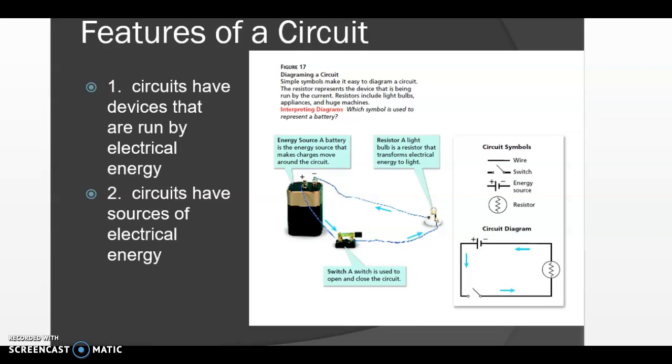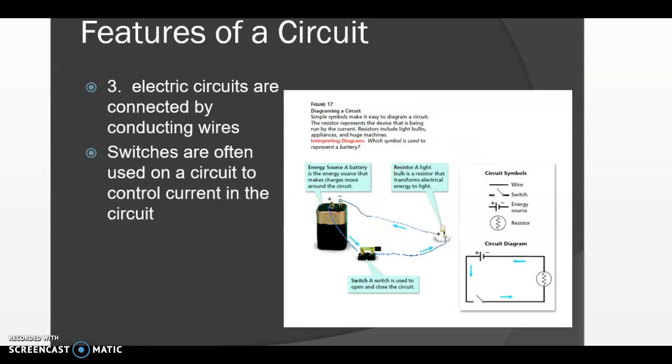So first of all, circuits have devices that are run by electrical energy. In this case, the diagram here is a light bulb. Circuits have sources of electrical energy. In this case, it's the battery. It could also be the wall, the electrical outlet in your wall. That's where the electricity comes from. And if you plug something in there, you created a circuit. That becomes your voltage source. So there's lots of different voltage sources as well. The third part is the conducting wires, the things that put everything together.